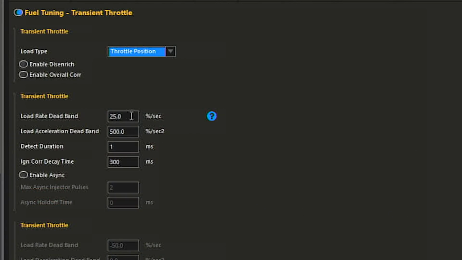Now, as you can see, the units of this setting are percent per second, and with a value of 25% in the load throttle deadband, I've got to move the throttle more than 25% in 1 second for the transient throttle enrichment to be activated. Now that's what it means.